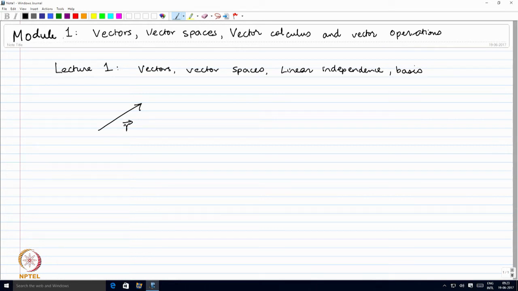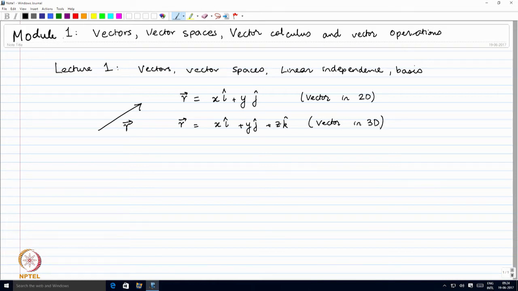Now, if you denote this vector by the notation r, and you write a vector on top, then there are different ways in which you can represent this vector. For example, I could write r, and assuming that this is in a two-dimensional space, I could write it as x times i plus y times j. This is a vector in 2 dimensions. Or you could have a vector in 3 dimensions, which you might write in this form: x i plus y j plus z k. This is a vector in 3D. So, these are examples of how you write vectors.